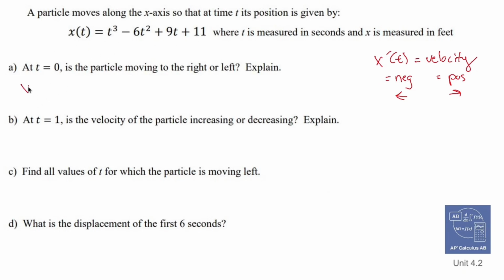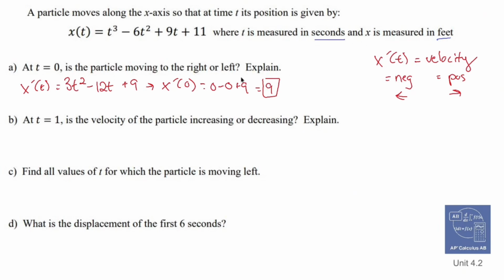So that's going to be x prime of t equals, power rule a bunch of times, 3t squared minus 12t plus 9. This is very simple because I'm plugging in 0, so x prime of 0 is going to be 0 minus 0 plus 9, and that's going to be a positive 9. So a positive 9 means at this moment I am going positive 9 feet per second.